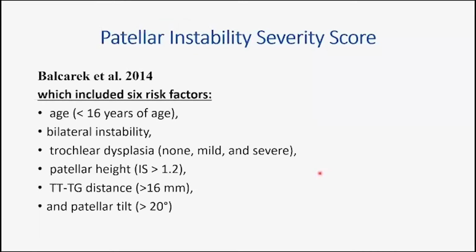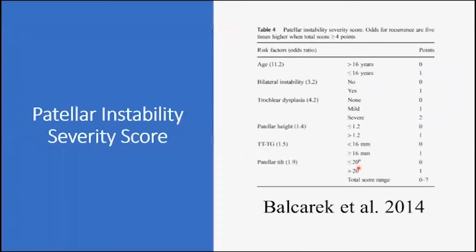The Patellar Instability Severity Score was described by Balcarek in 2014, and he includes six risk factors: age, history of contralateral dislocation, trochlear dysplasia, patellar height, lateralization of the tibial tuberosity, and patellar tilt. He gives 1 point for each one, except trochlear dysplasia, which gets 2 points. And if the patient scores more than 4 points, it is considered to have a five times higher rate of recurrence.